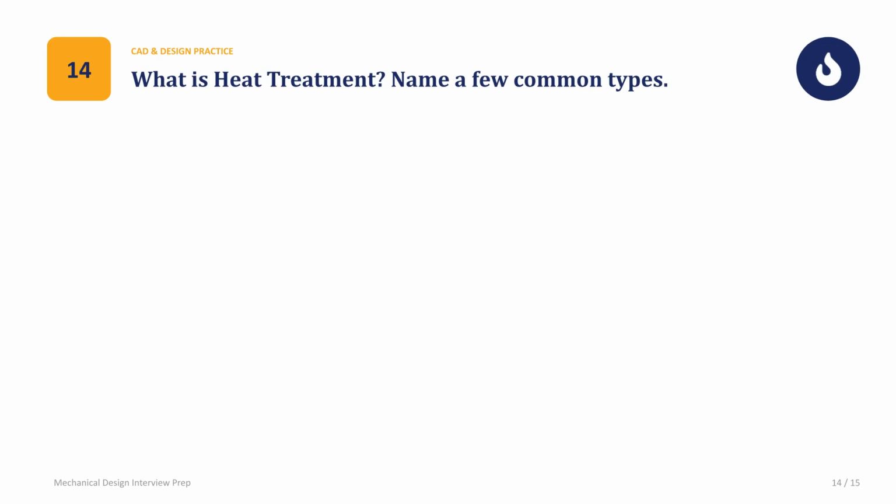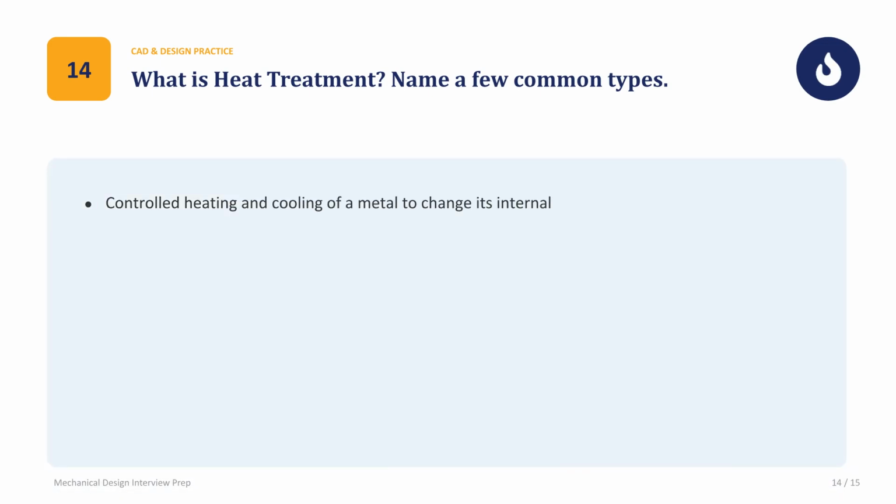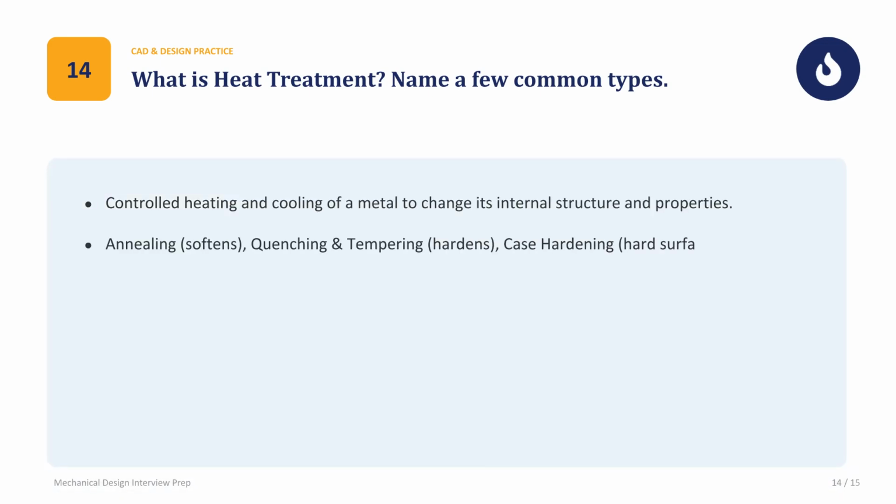Question 14. Heat treatment. It's controlled heating and cooling of metal to change its structure and improve properties like hardness or toughness. Common types: annealing softens it. Quenching and tempering hardens it. Case hardening gives a hard surface with a tough core. And normalizing refines the grain structure.